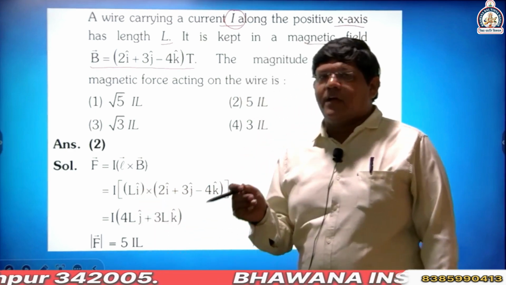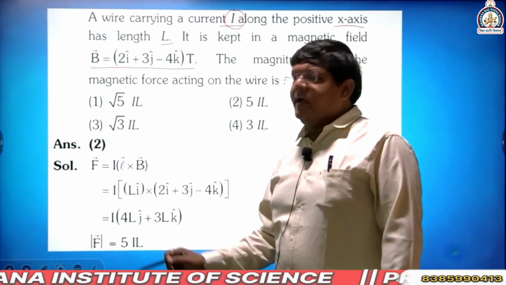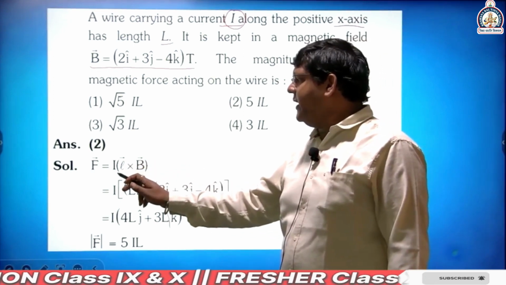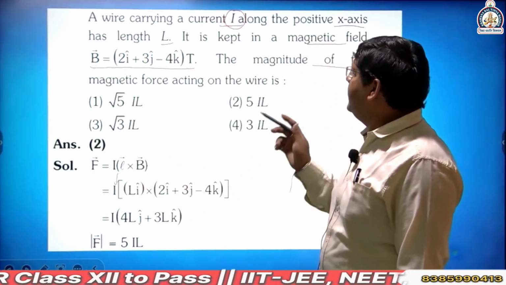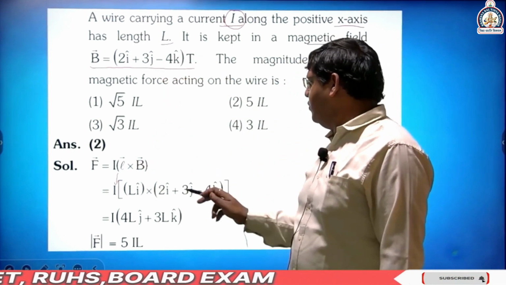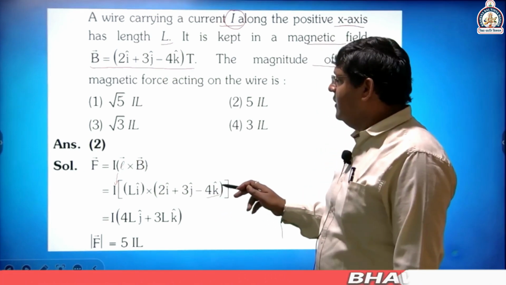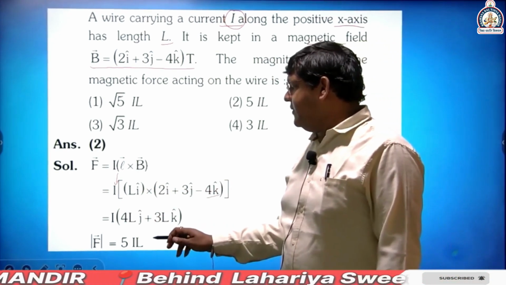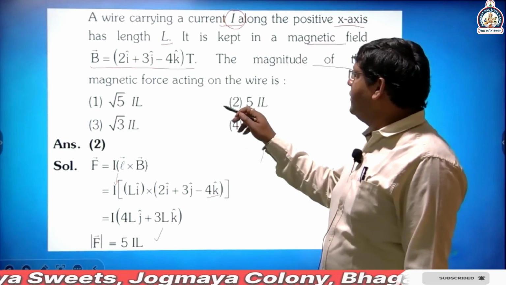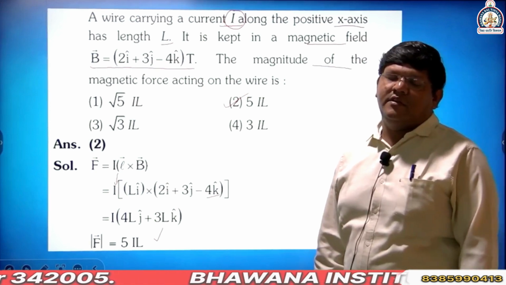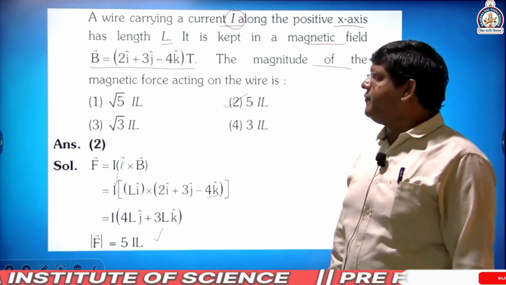The force on a current carrying conductor is I L cross B, which, if we simplify, can be written as BIL sin theta. Now, putting the values: I as I, L as capital L, and B as 2i plus 3j minus 4k. Just solving according to the rules of the scalar and vector product, we get F is equal to 5IL. That is the required option number B. We have just solved the equation by using the concept of scalar product and vector product.